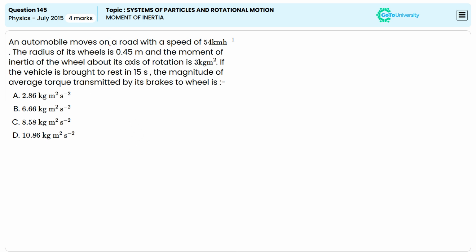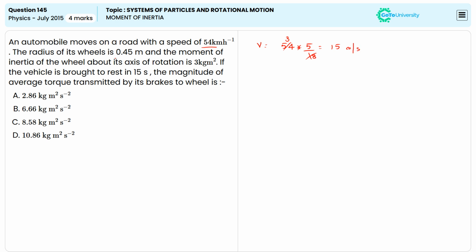An automobile moves on a road with a speed of 54 kilometers per hour. The radius of the wheel is 0.45 meters. The speed is given in kilometers per hour, and we need to convert it to meters per second. That is, V is equal to 54 into 5 by 18, which is nothing but 18 one times, 18 three times. That is 3 into 5, 15 meters per second.